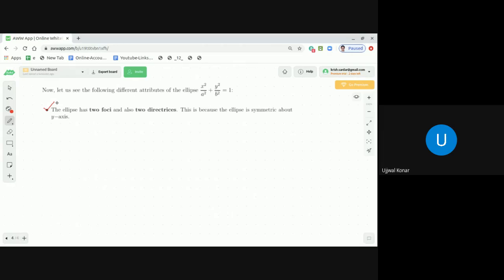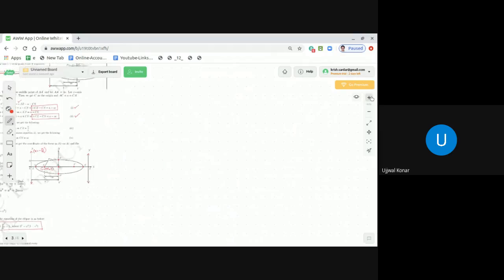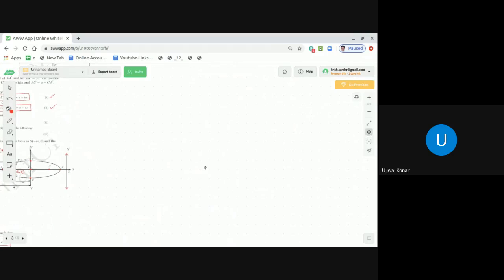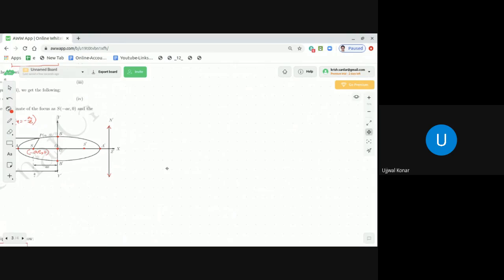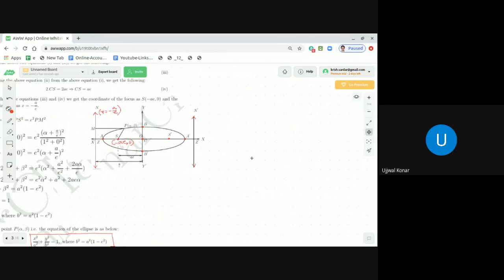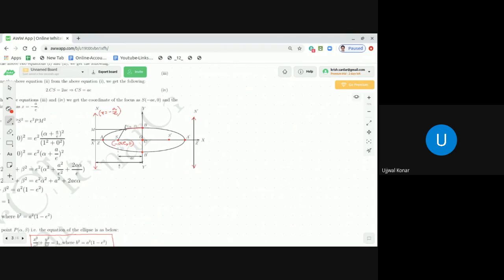This is because the ellipse is symmetric about the y-axis. Why is the ellipse symmetric about the y-axis? Symmetric means what? If you recall the symmetry topic you studied in your earlier classes, along that y-axis, if you keep a mirror and you have one part of that ellipse, then the image will give you the other part. And that's why it is symmetric about the y-axis.